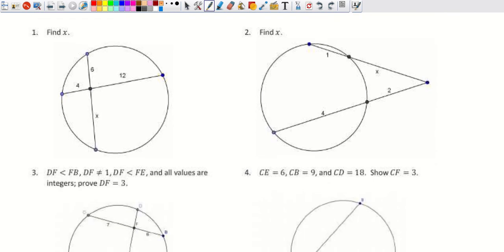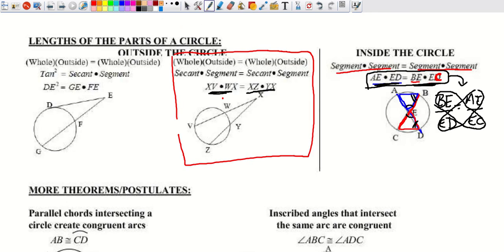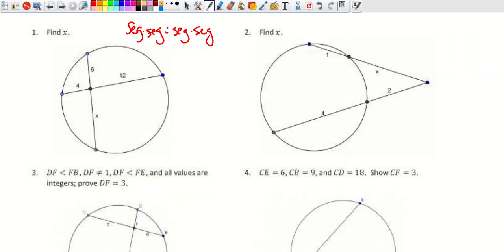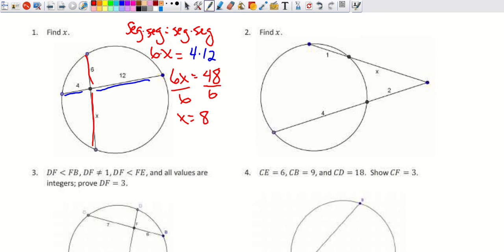So take a look at number 1. We want to find x. So once again, we're just going to do part times part, or segment times segment here. Okay, so the segment times segment is going to equal the segment times the segment. All right, remember we're using this formula right here. Segment times segment formula, okay? So this first segment is 6, from the same chord the other piece is x, is equal to, from the other chord, 4 and 12, 4 times 12. So I get 6x is equal to 48, and divide by 6, and x is going to equal 8.